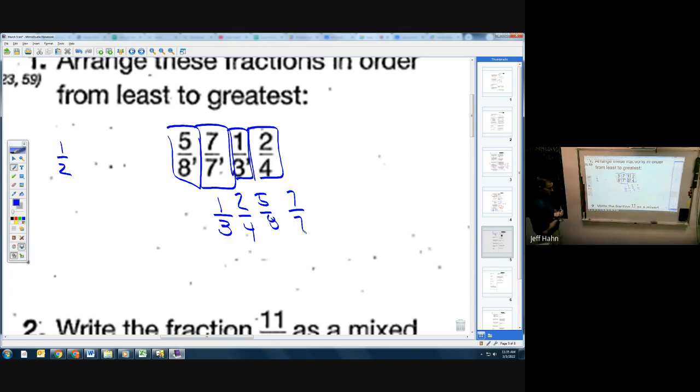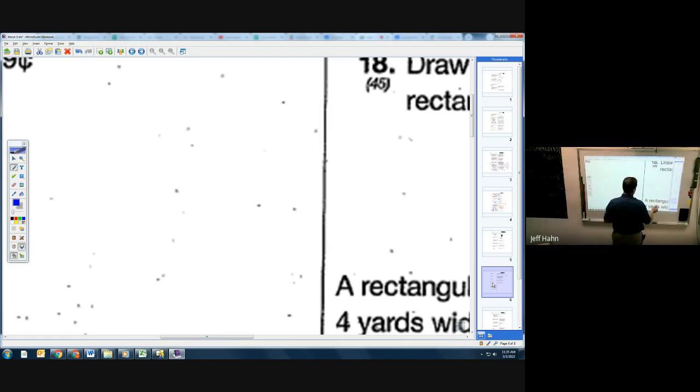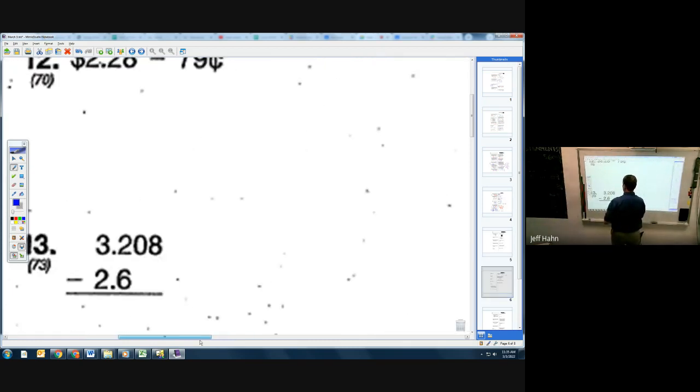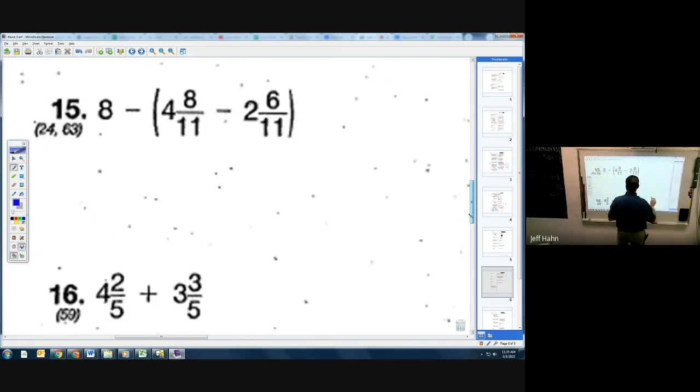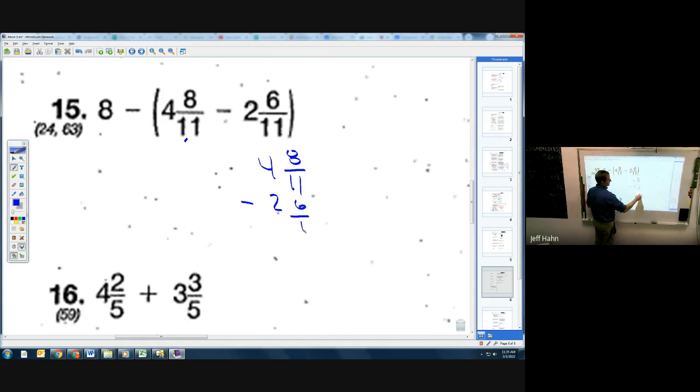Hadley, I don't know what I did, number 15. If I could find number 15. 13, 14, 15. All right, did you do the parentheses first, Hadley? Yeah. All right, so you did 4 and 8/11ths. This has to go on top, minus 2 and 6/11ths. Oh, I added. Well, that's what you did wrong. See how easy we get to the answer to that, Molly?